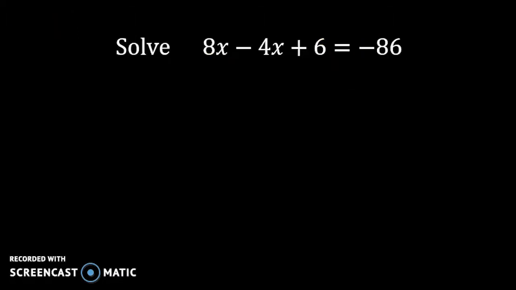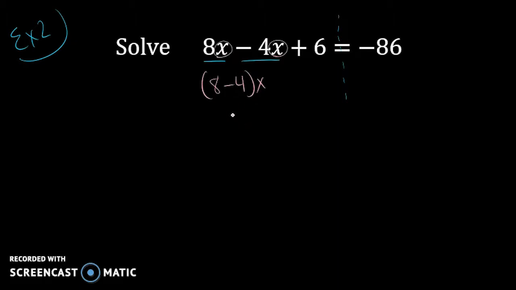Example 2 then. This time we're going to combine our like terms first, and then this is an equation, it has an equal sign in it, so we're going to solve. So we have our 8x and our negative 4x. So again, if we were noticing the distributive property actually happening right now, we would see this is like saying 8 minus 4, and we're keeping that x because that's our like term. 8 minus 4 is 4, and then we have our x. Copy down the rest of the problem.